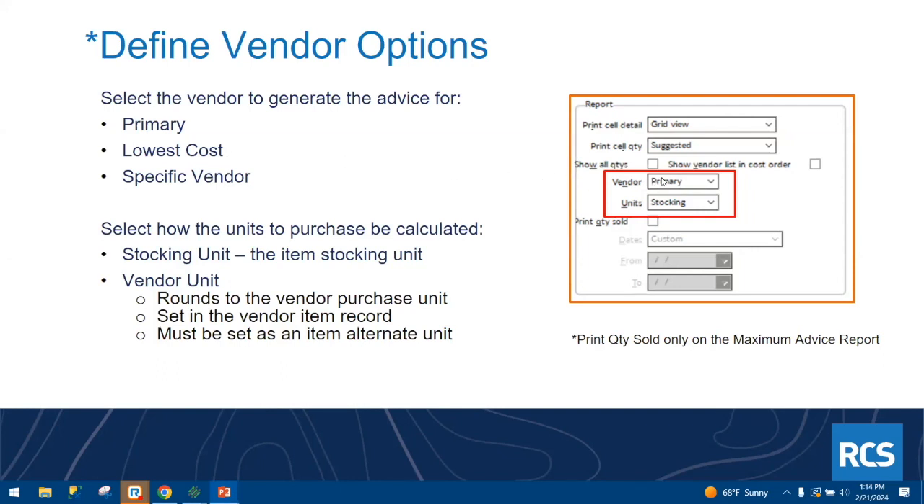So that's that first field over here on the right. You're going to select which vendor you want to generate the advice for. And then how you want the units to be calculated for your purchase advice. Do you want it to be in the stocking unit? The stocking unit is defined on the item tab. Generally, that's each. Or do you want it to calculate in the vendor unit? If you have to order from the vendor in their purchasing unit, which we saw on that vendor item screen in the beginning, then it will tell you how many of the vendor purchase unit you need to purchase instead of the stocking unit.